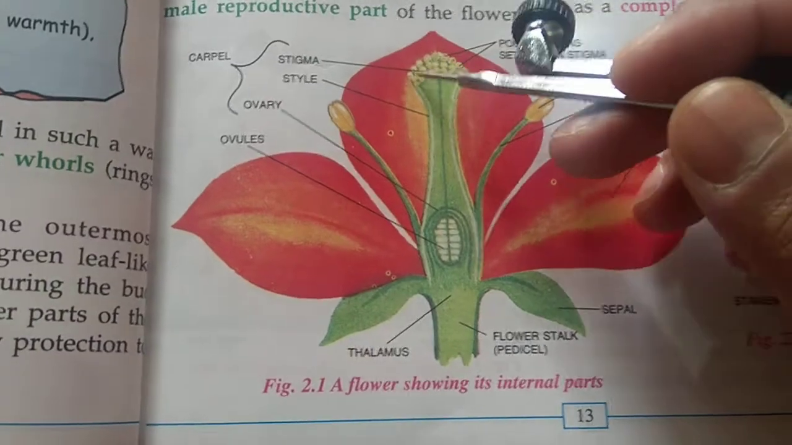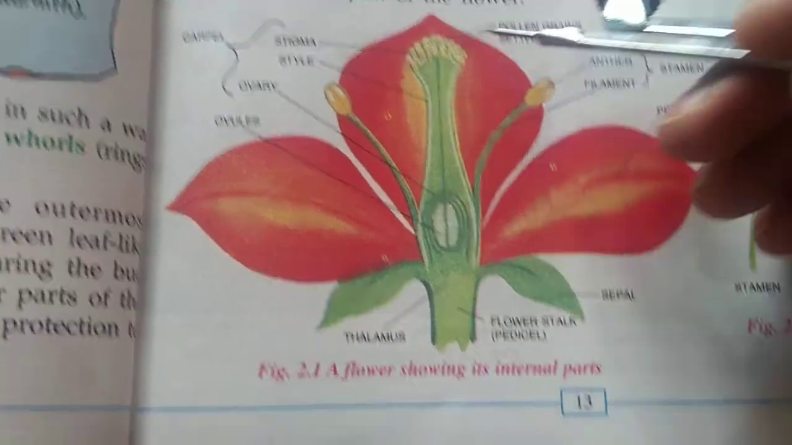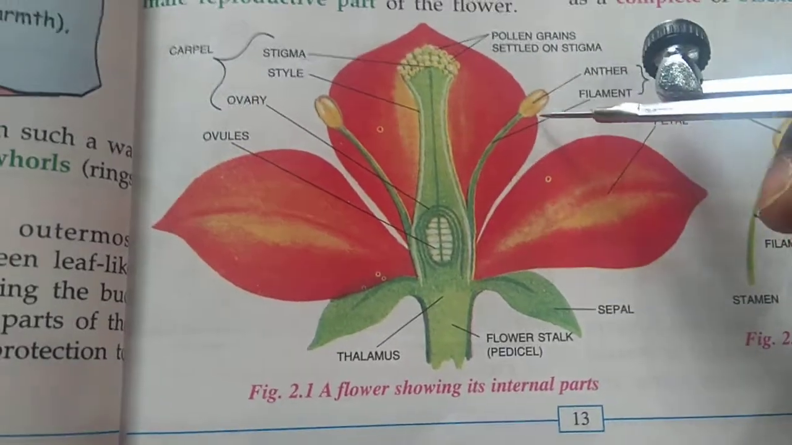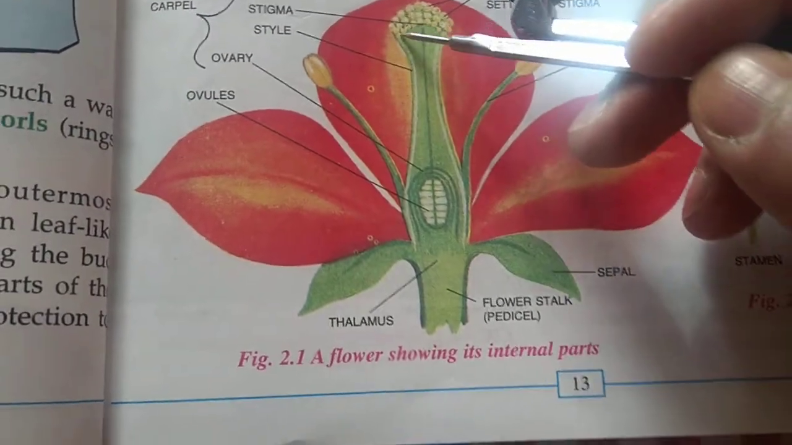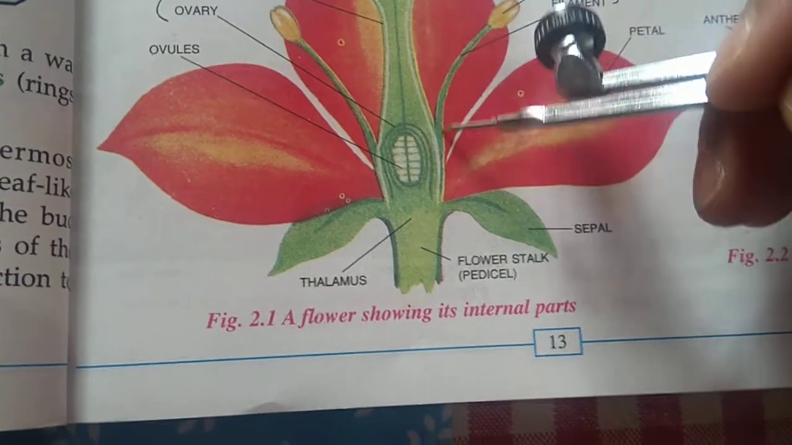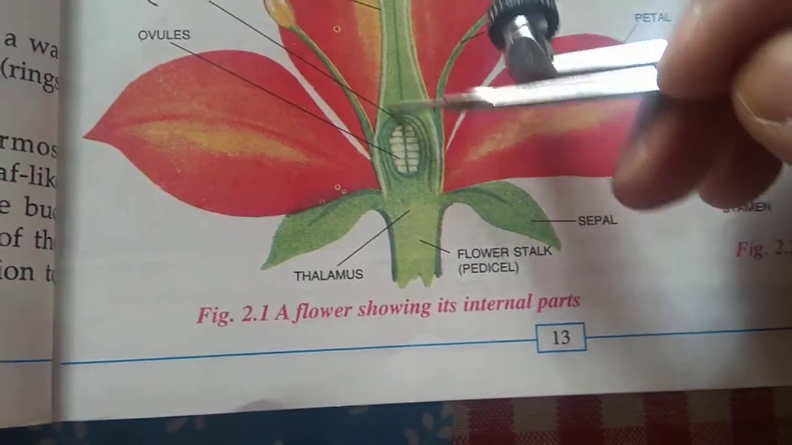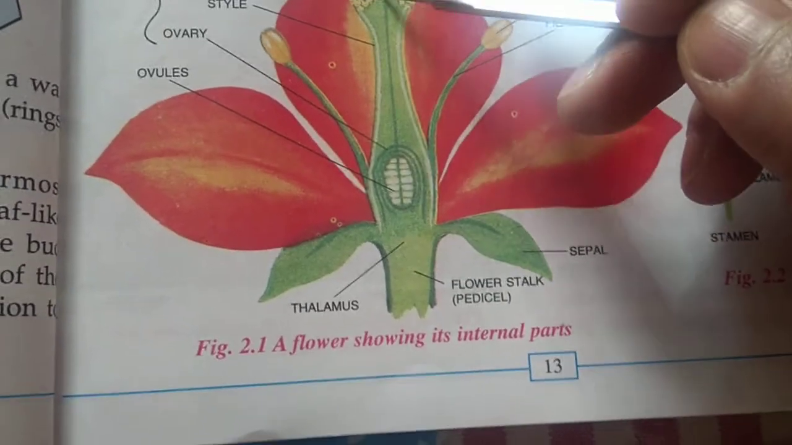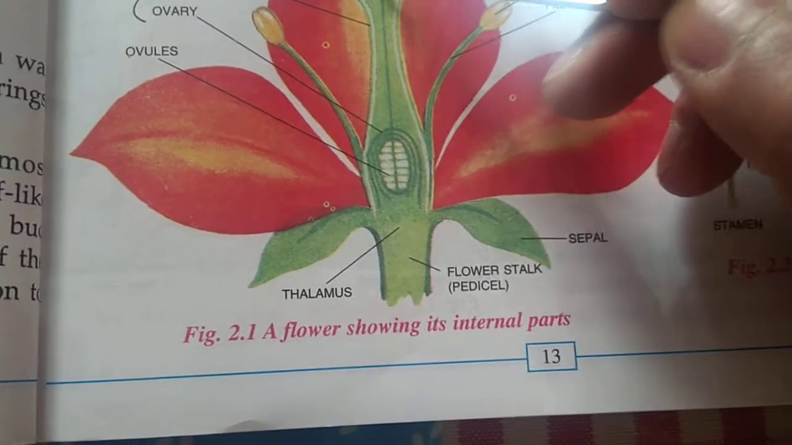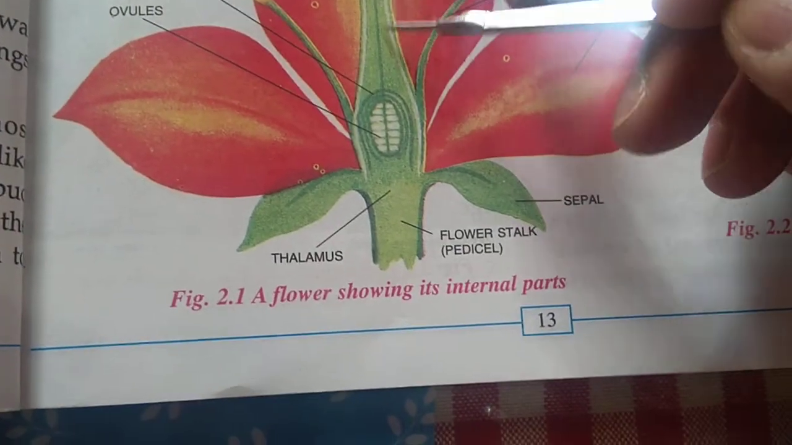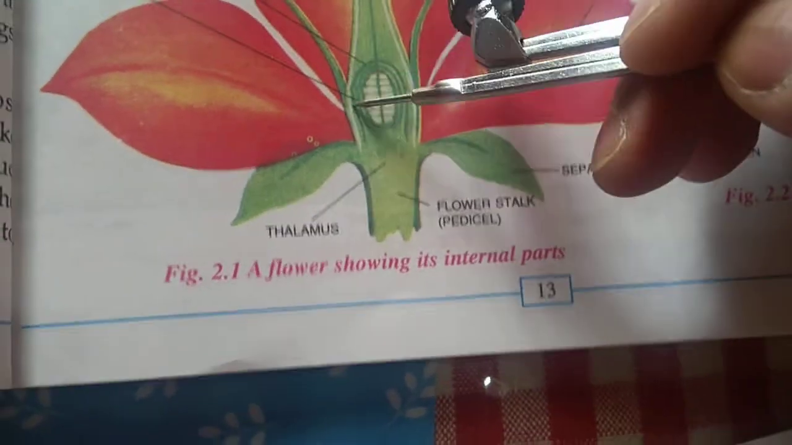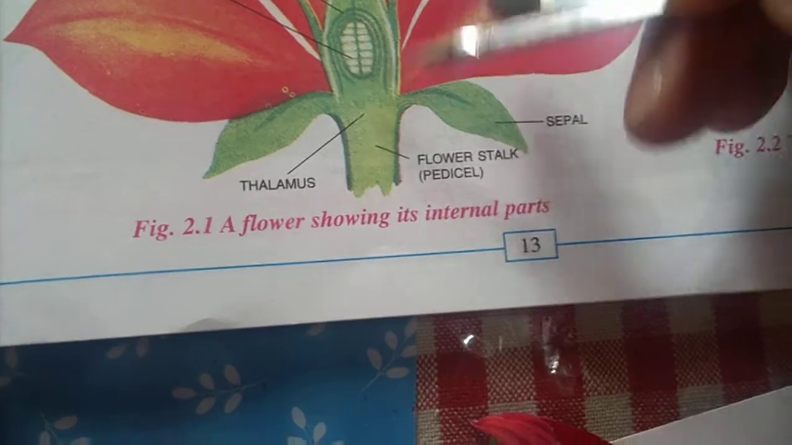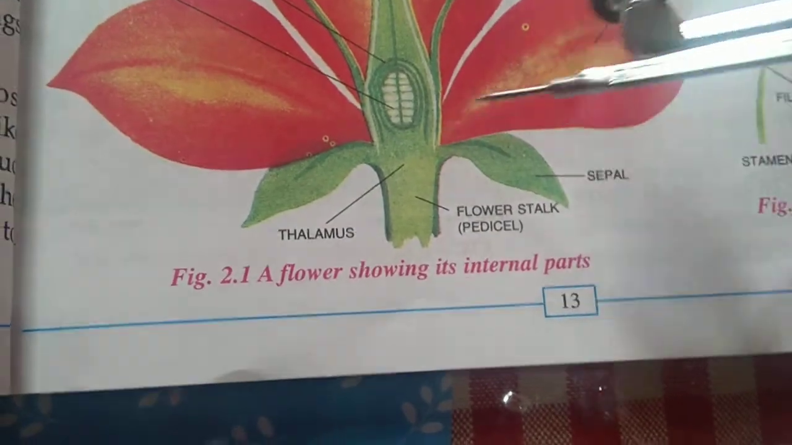Now in this carpel, this part is your stigma. Stigma is sticky, that's why the powdery pollen grains stick to the stigma. Now below the stigma there is a tube-like structure, we call it style. When the pollen grain lands on this stigma, it makes a pollen tube which passes through the style and goes inside the ovary. Now the ovary is the swollen part of the female reproductive part.